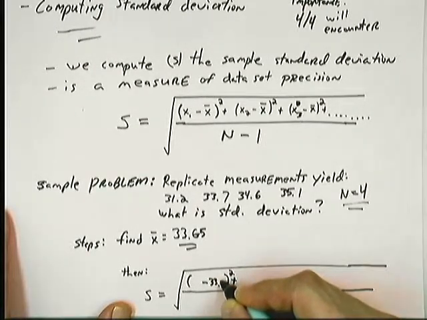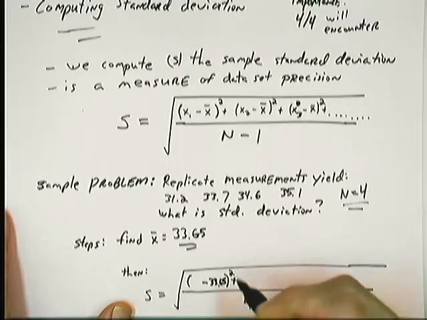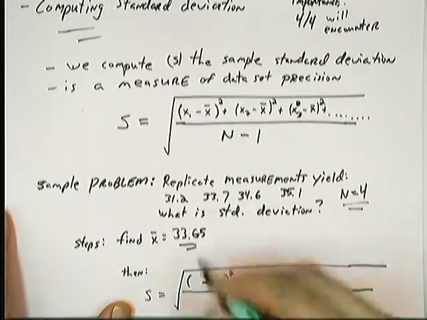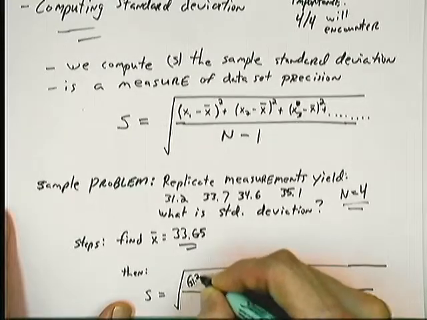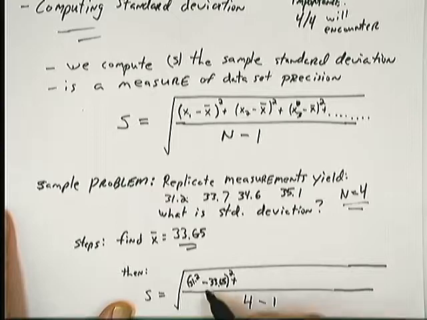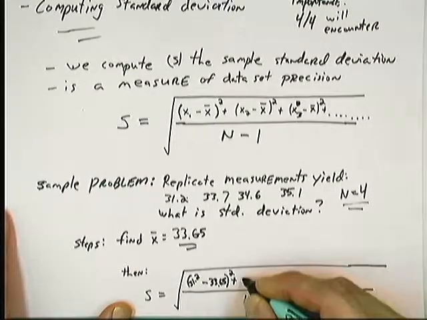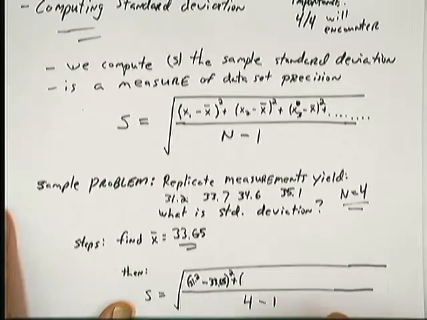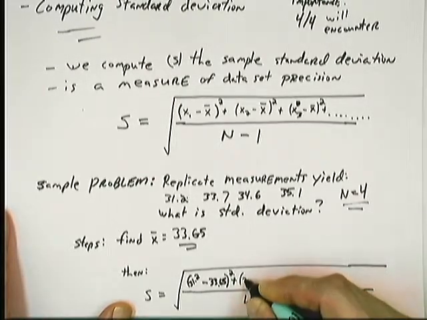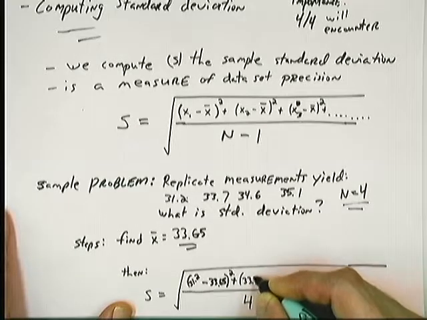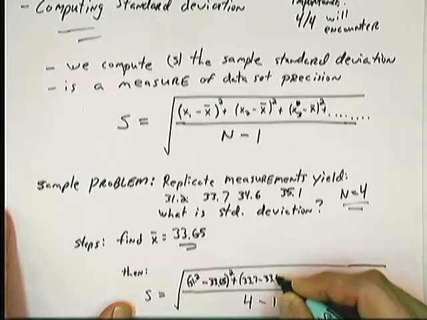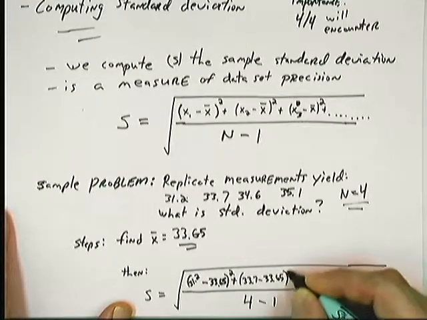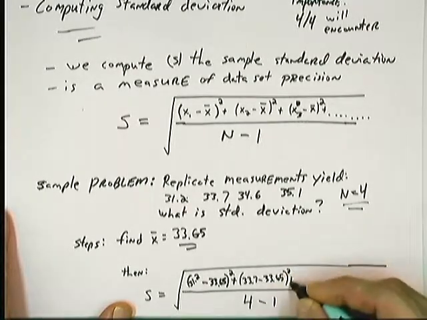Well, it tells us to find the difference between each member of our data set. Here 31.2 is the first one, and the mean. So 31.2 minus the mean, 33.65, we're going to square that. I'm going to add a second term here for the next measurement, which was 33.7 minus the mean, 33.65. So that one was actually pretty close to the mean. I'm going to square that.